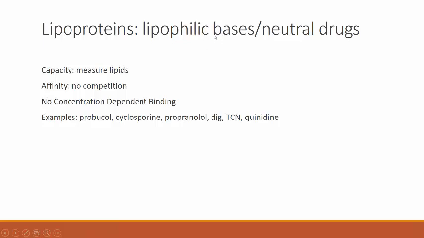It will bind lipophilic bases and neutral drugs. To figure out the capacity, you measure their lipids. There's no competition here, so you can't have love triangles. There's no concentration-dependent binding, so that makes it a lot easier.